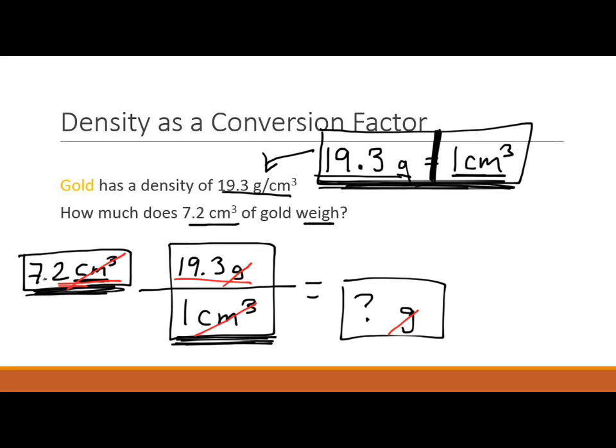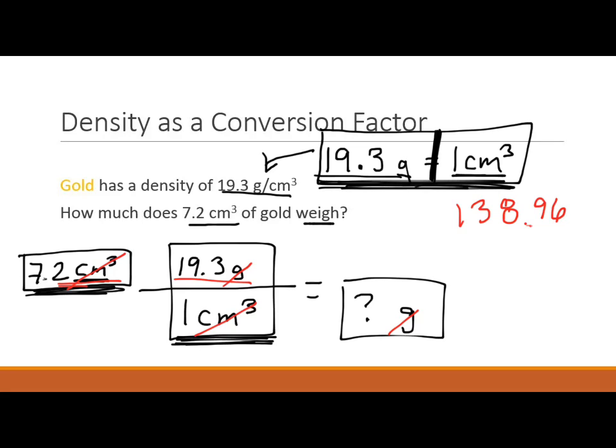7.2 times 19.3 divided by 1, and this comes out to 138.96. All right, so that's the answer that's spit out by my calculator.